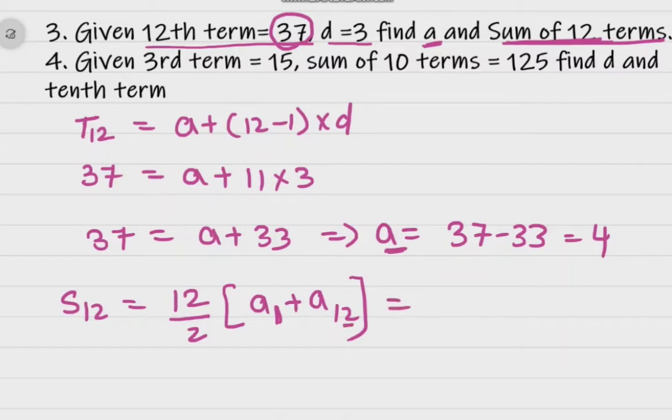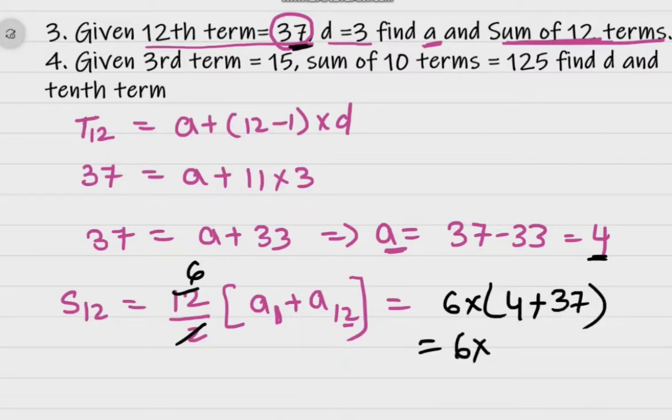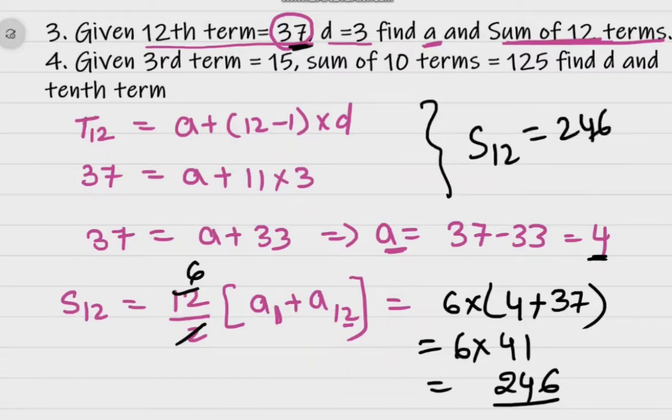So here you can cancel: 2 sixes are 12. So 6 into, what is your a? a is 4, plus what is your 12th term? The 12th term is 37. So you are getting 6 into (37 plus 4), that is 41. So 6 ones are 6 and 6 fours are 24. So what is your final answer? 246, the sum of 12 terms. So you can say that S12 is equal to 246 and your a is equal to 4.